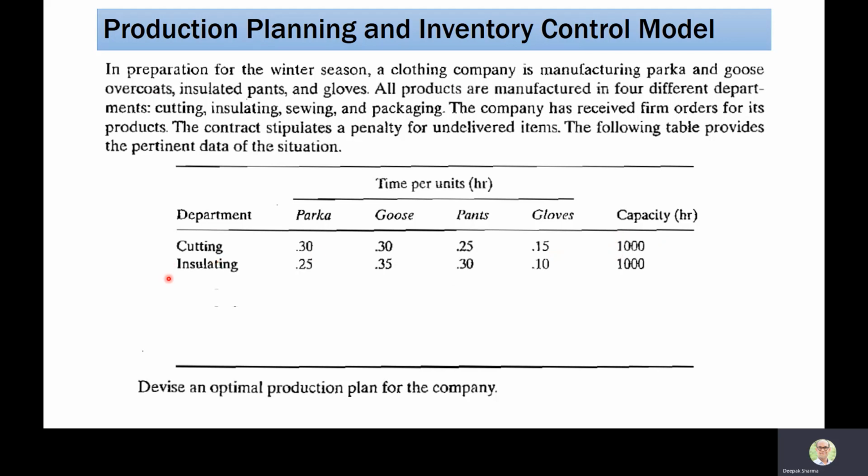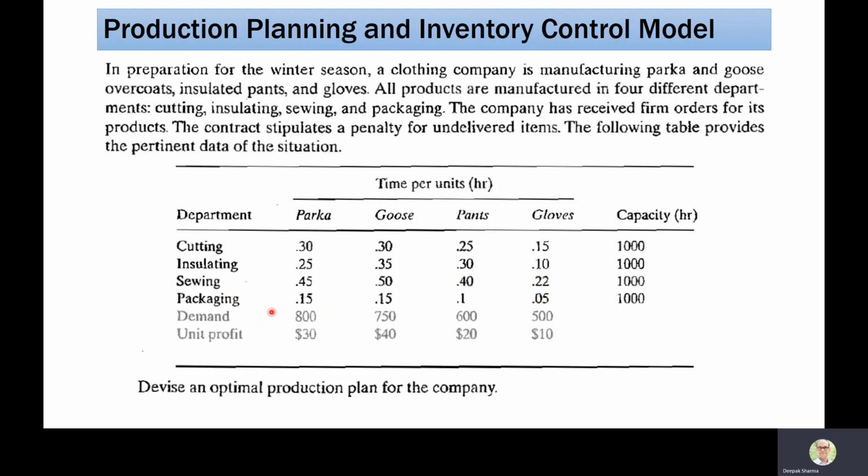Similarly, we have the insulating department and the time per unit for all the products is given. Similarly, the capacity is given. Now, when we talk about capacity, it means we can use 1000 or we can use less than 1000, but we cannot go beyond 1000. Now sewing, the same data is given. Similarly, for packaging, the data is given. Every department has its capacity.